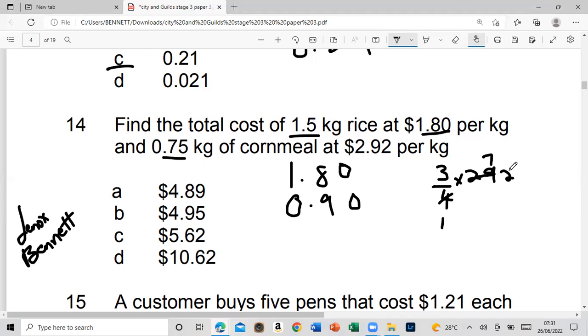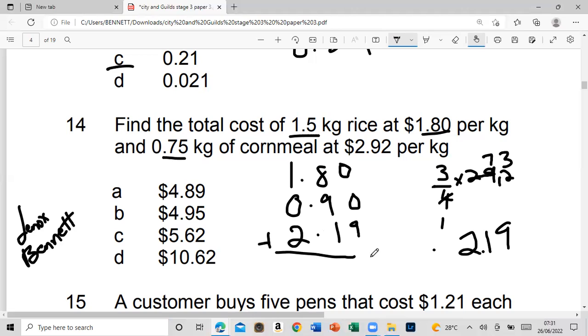4 sevens are 28, leave 1. So that's a 3, and 3 times this, 9. 3 sevens are 21. So that's $2.19 for 3/4 pound. All I did was find 3/4, because it doesn't reach a kilogram. It's only 3/4.